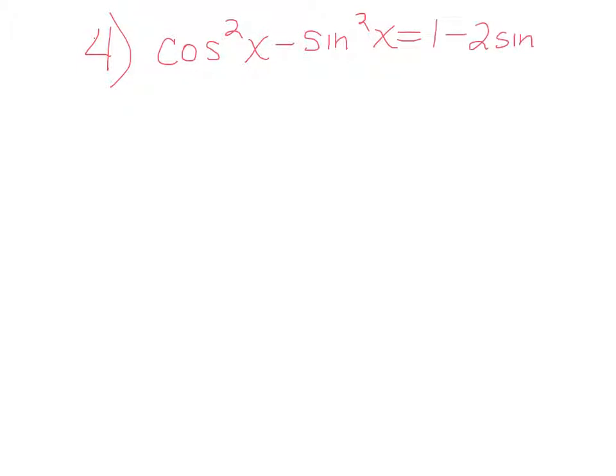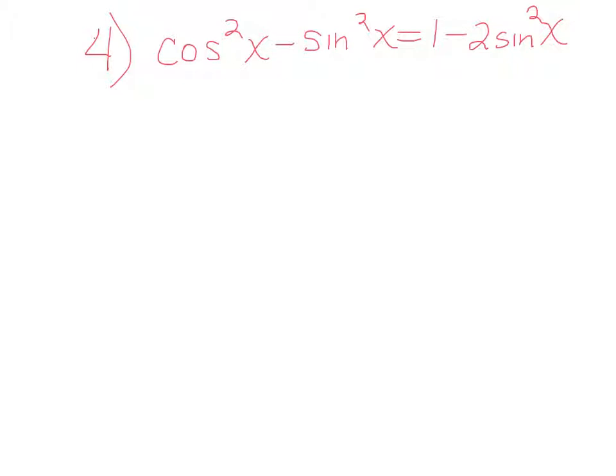So in problem number 4, cosine square of x minus sine square of x equals 1 minus 2 sine square of x. And this is one of those that I still remember when I was taking calculus in college. It was one of those that I needed to prove. So any ideas on how to prove that this is an identity, that the left side equals the right side?